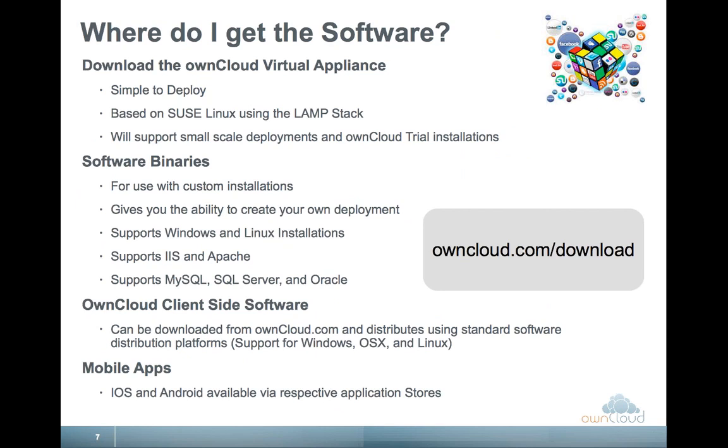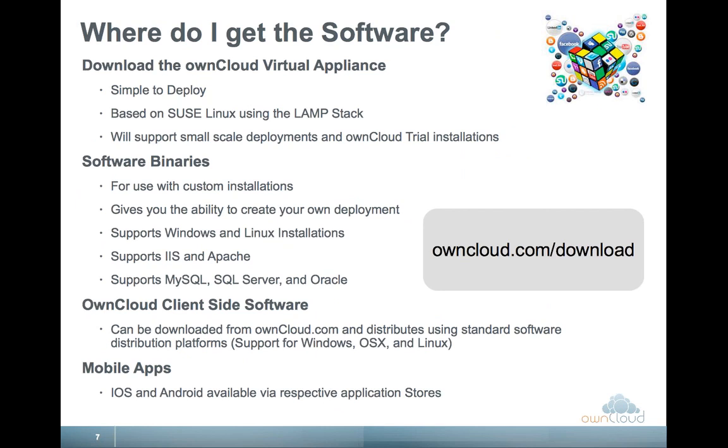So you can go to our website, ownCloud.com/downloads. That's where you're going to be able to find the virtual appliances. We have a virtual appliance out there right now, a single virtual appliance that's based on SUSE Linux and the LAMP stack. It's an all-in-one, the application server, the storage, and the database server are all sitting in that appliance. Again, we'll support small-scale deployments, perfect for an ownCloud trial if you want to deploy this to 20, 25 people to get a feel for it.